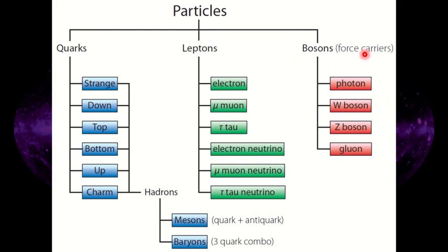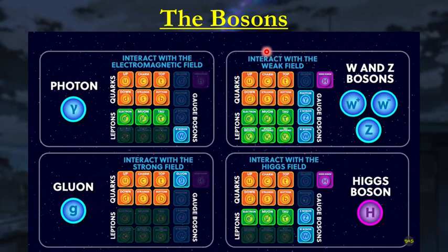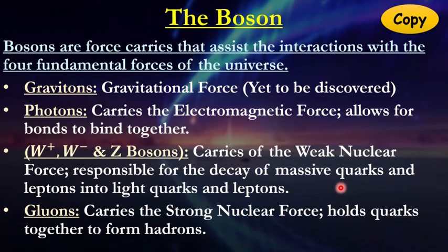Okay, so we've covered quarks, leptons, hadrons. Let's look at bosons. Let's have a look at what each one does. The photon is the force carrier for the electromagnetic field. The W and Z bosons are the carriers of the weak field. Remember, the weak field governs radioactive decay, those kind of things there. The gluon is the carrier for the strong field, and the Higgs boson is the field that everything wants to interact with in order to gain mass.